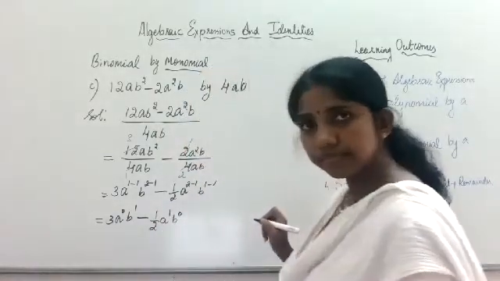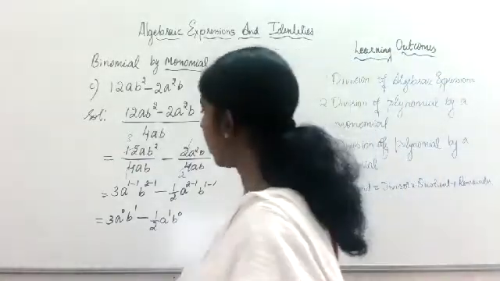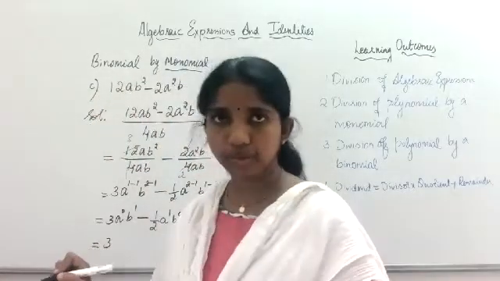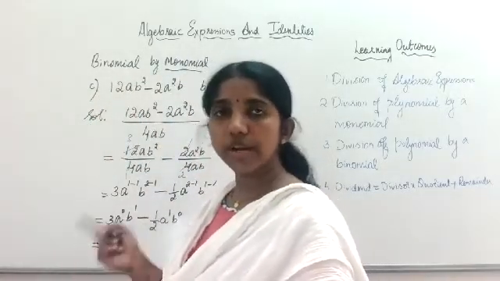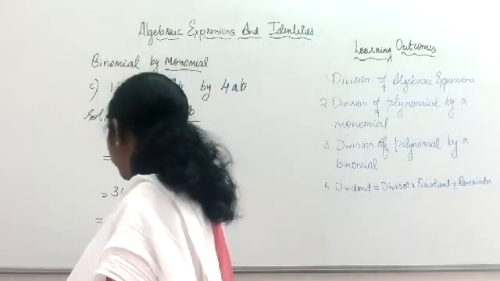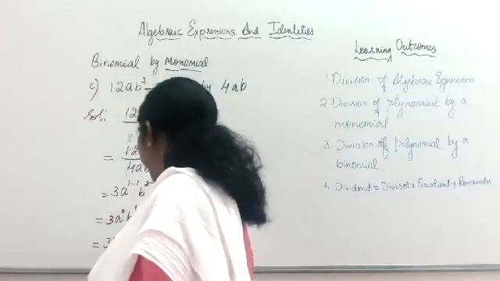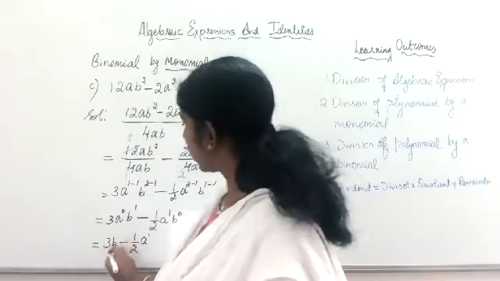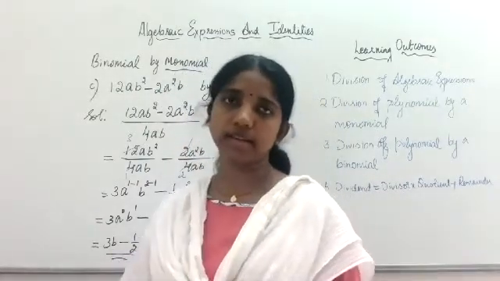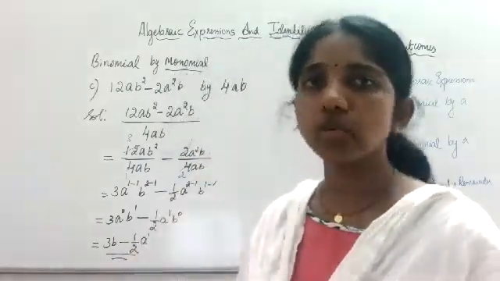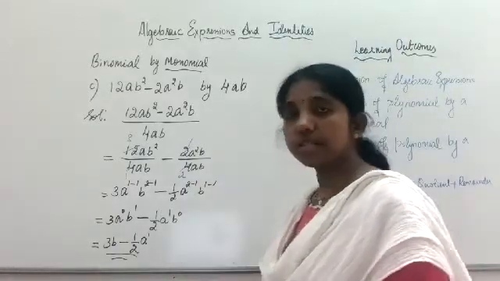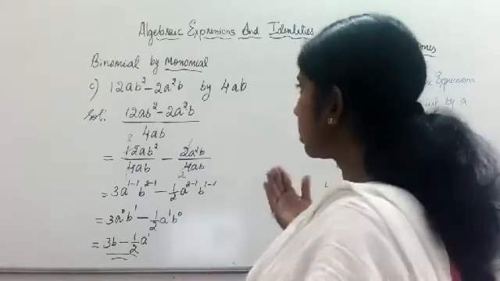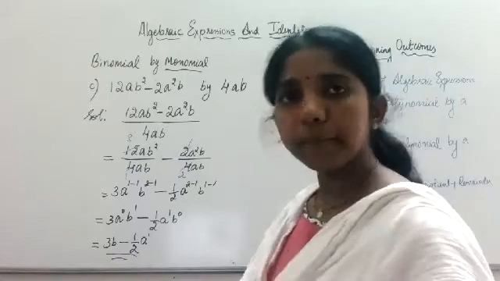Now are we done? No. We can simplify further. So this will be equal to 3, A to the power 0 is what? Any number raised to the power 0 is 1. So this will be 1, so we will not write it. So what remains is 3B minus half A to the power 1. B to the power 0 is 1, so we need not write it, since 1 into any number is that number itself. So this is how we divide a binomial by a monomial.